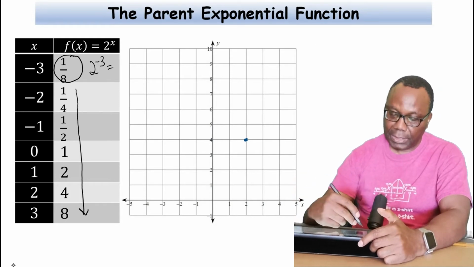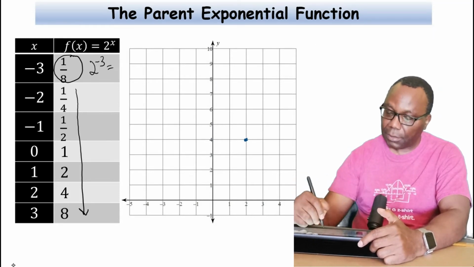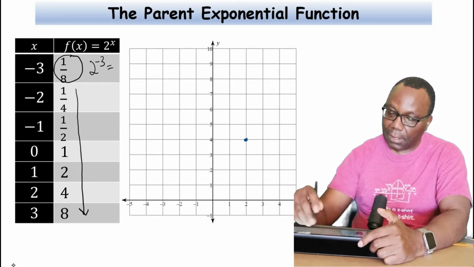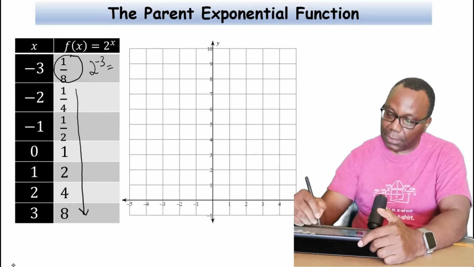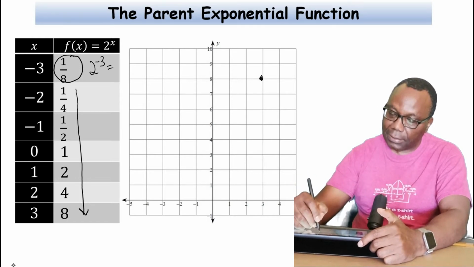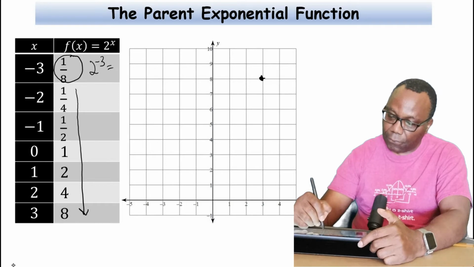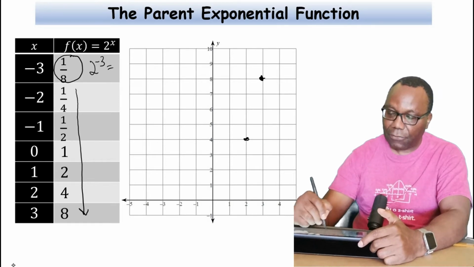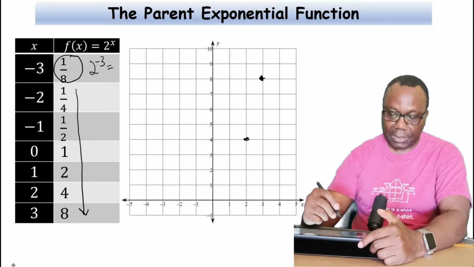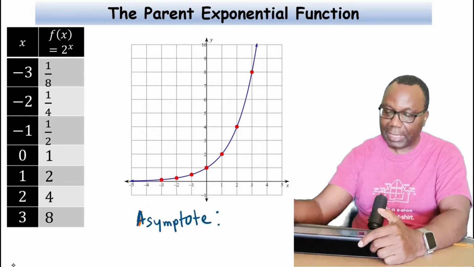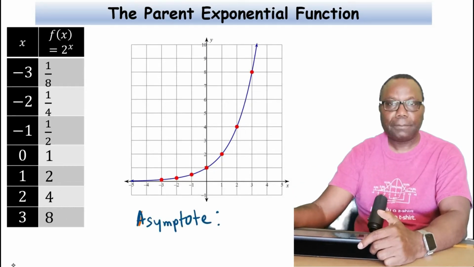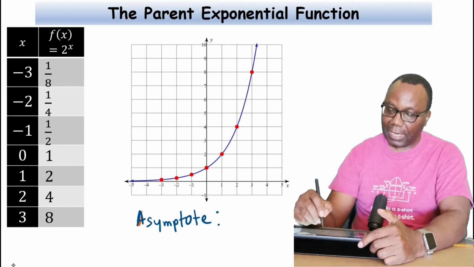The first point is (3, 8). I want to start from the bottom. (3, 8) will be over here, and then (2, 4), and so on and so forth. If I graph all the points and connect them with a smooth curve, I'm going to get something that looks like this. The graph will look exactly like that.